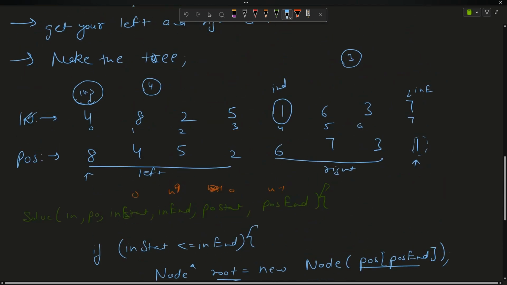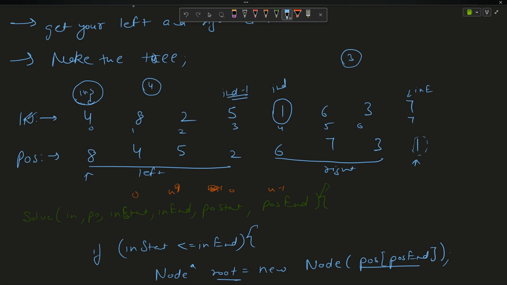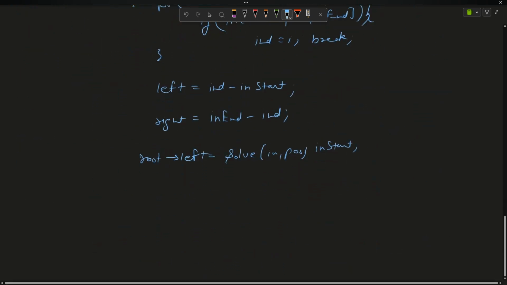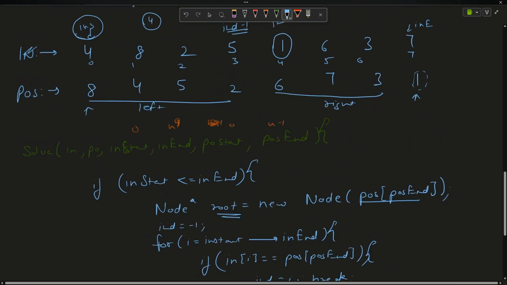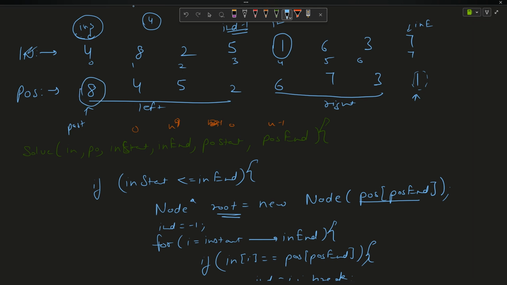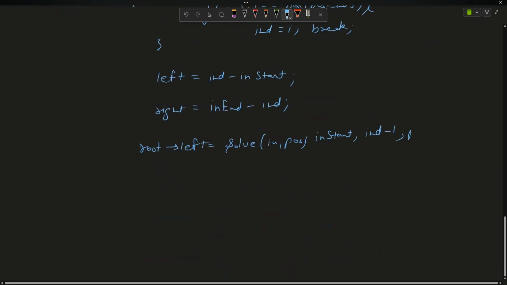what is the in end? You can see my in end is actually index minus 1, nothing but index minus 1. So I can say in start will remain same and in end will now be converted to in end minus 1. Talking about pos start, you can see my pos start was actually here, and for the left, pos start is actually here only. So I will say pos start also remains same.